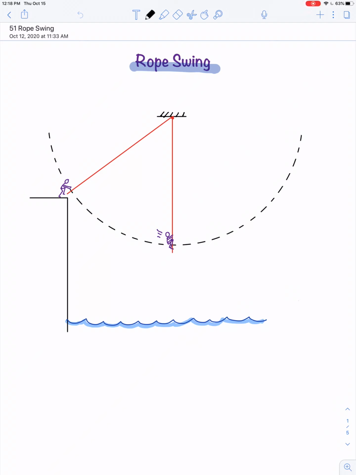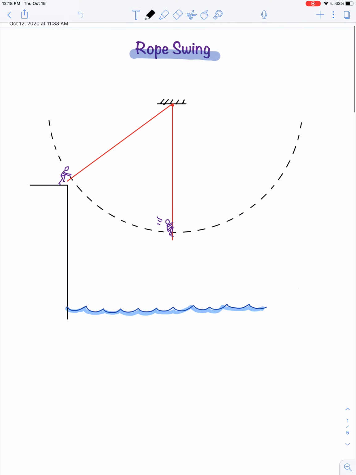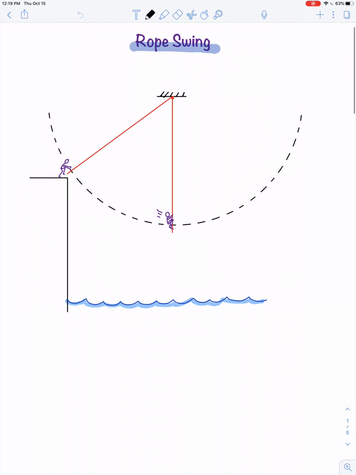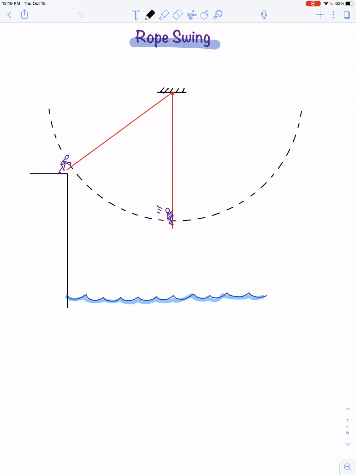Let's use this example of the rope swing to put into practice the law of conservation of energy. In a previous video lesson, we derived this equation that expresses the law of conservation of energy based on the work kinetic energy theorem. We say if we take all the mechanical energy initially in some system, then it equals the sum of all the final mechanical energy.